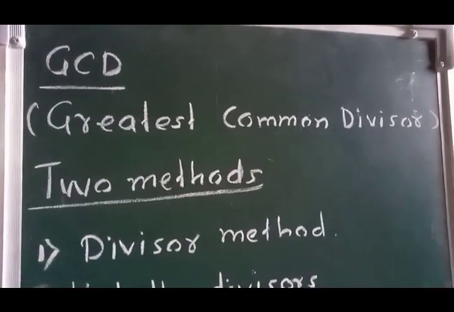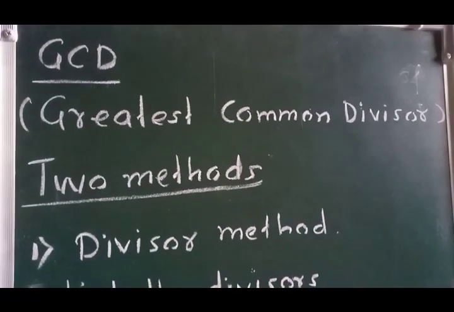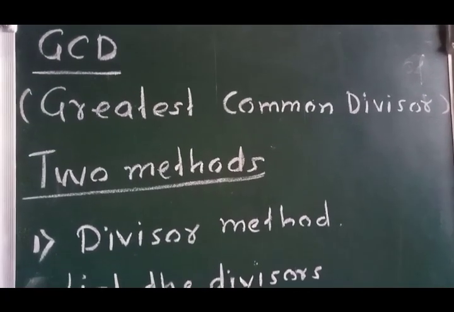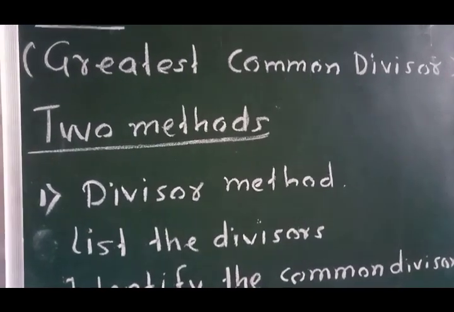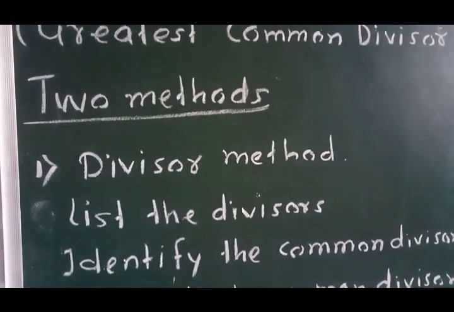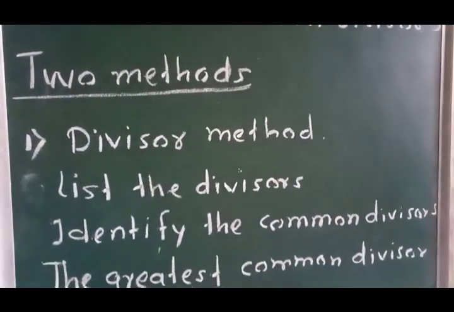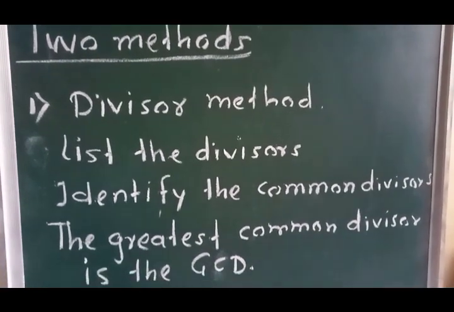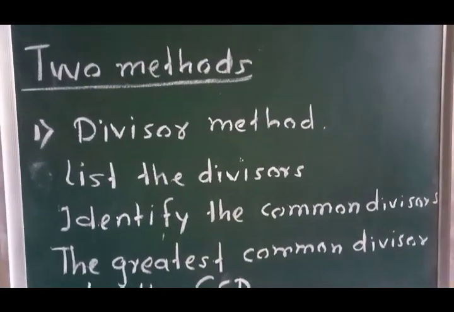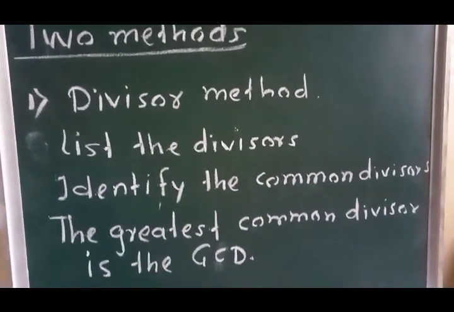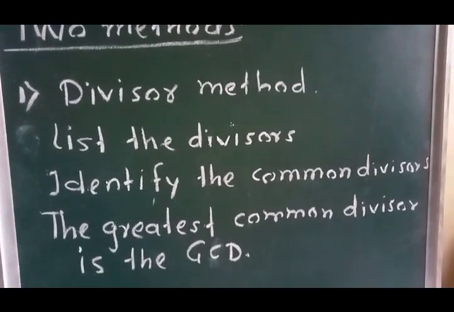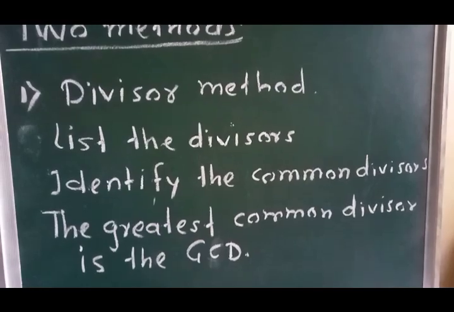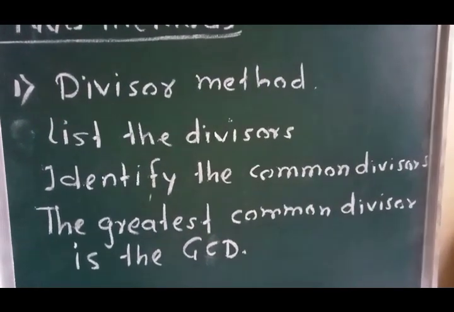Then GCD. GCD means greatest common divisor. There are two methods. Number 1, the divisor method. In this method, list the divisors, then identify the common divisors, and the greatest common divisor is the GCD.